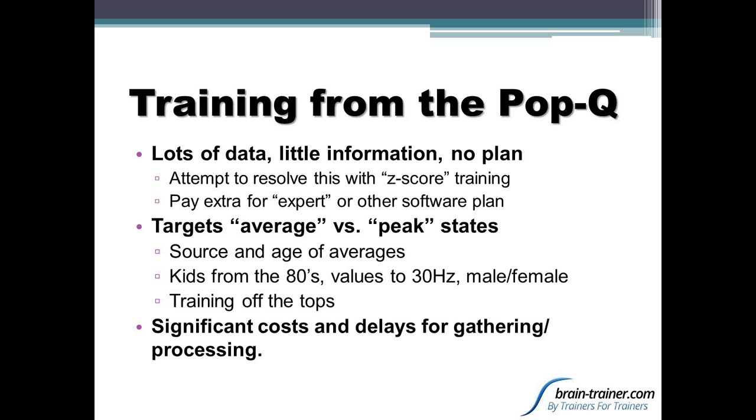With the population Q, you essentially, in most cases, you're going to end up doing Z-score training because it's the only thing you can figure out to do. Just train whatever the Z-scores are that are too high, quote unquote, and everybody's going to get better. And in some cases, people will also then, after sending it off for processing, send it off again to have someone produce a plan for them and pay extra for that.